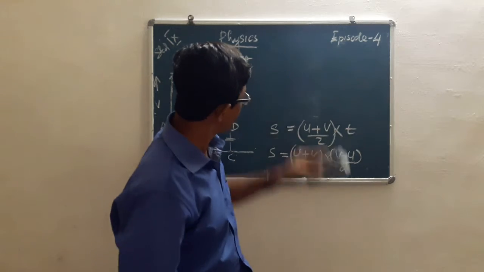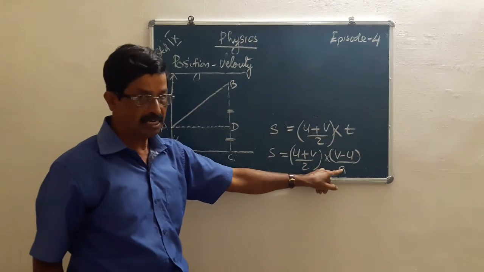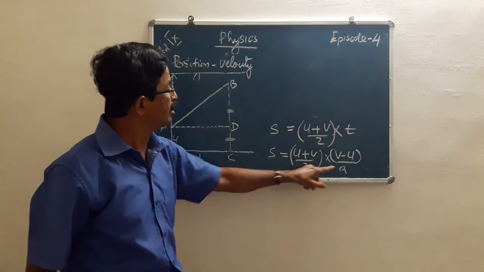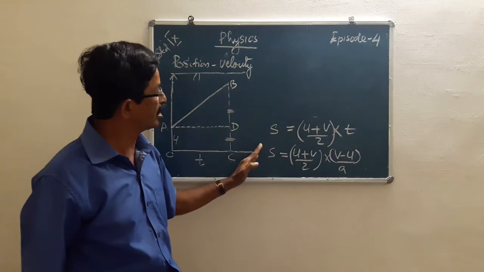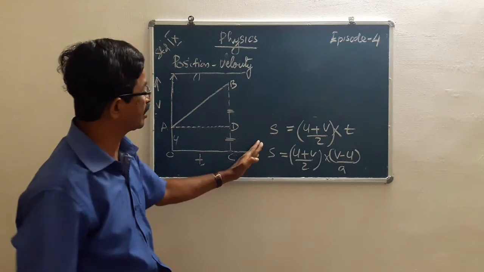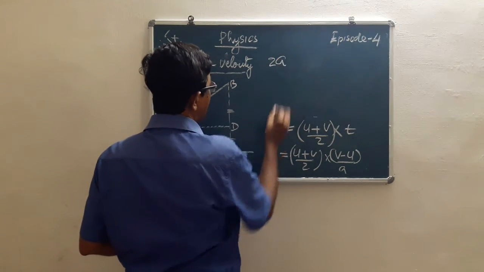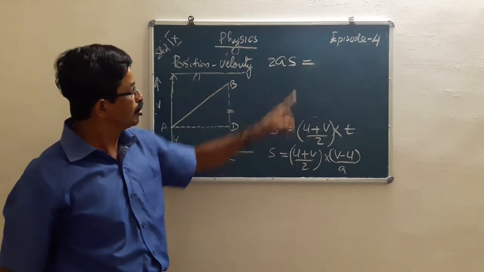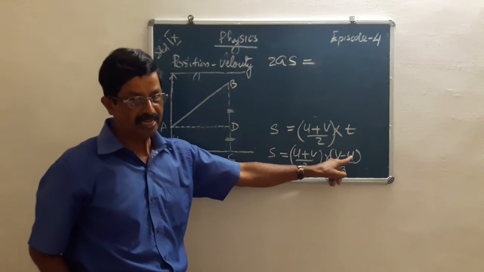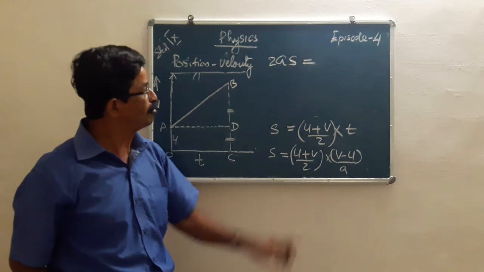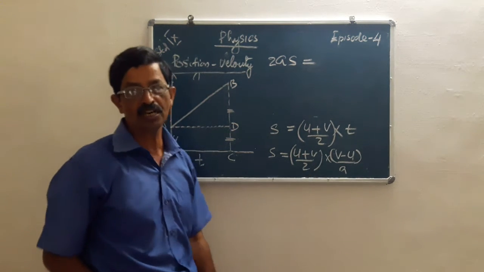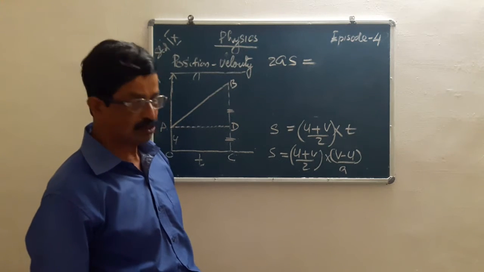Now see this relation, these two are in the denominator. This denominator quantity, when it comes to this side, will become the numerator. So 2AS is equal to (U plus V) into (V minus U). We know that (A plus B) into (A minus B) is equal to A square minus B square.